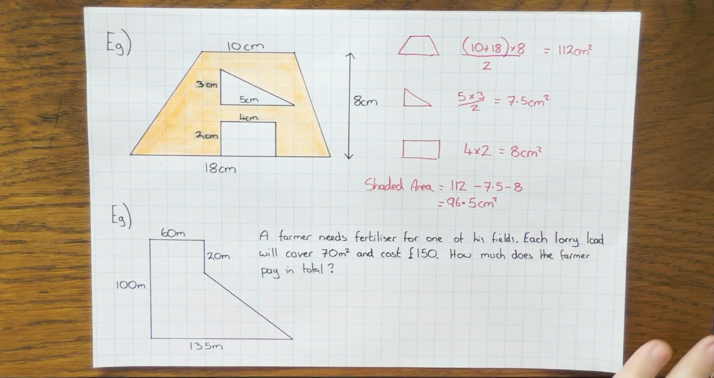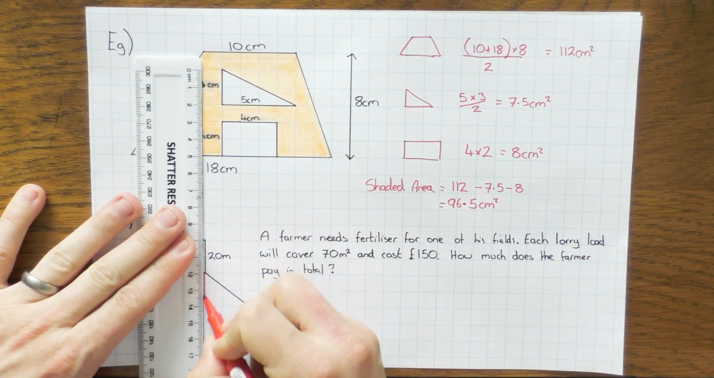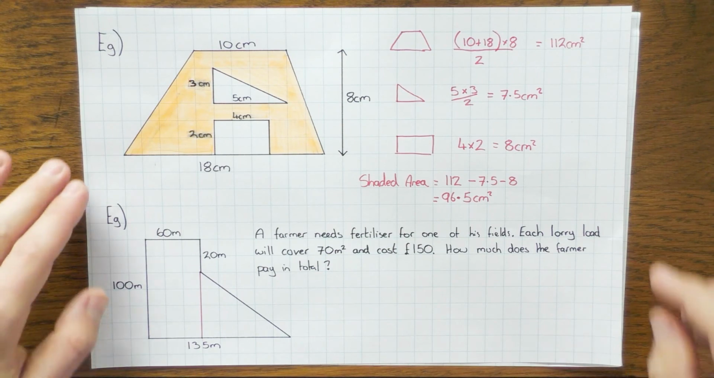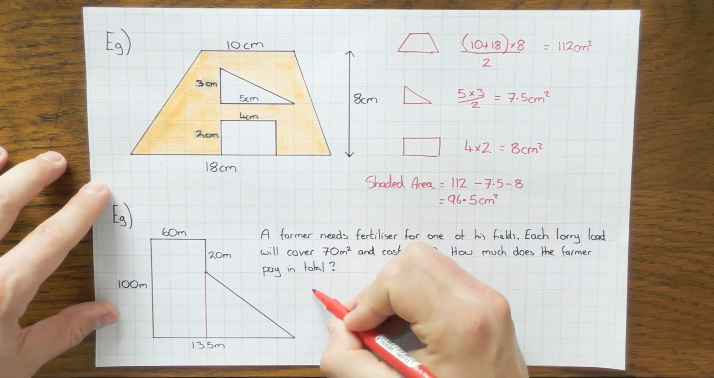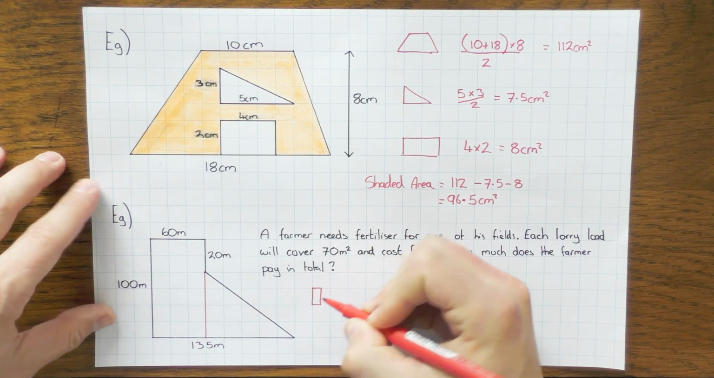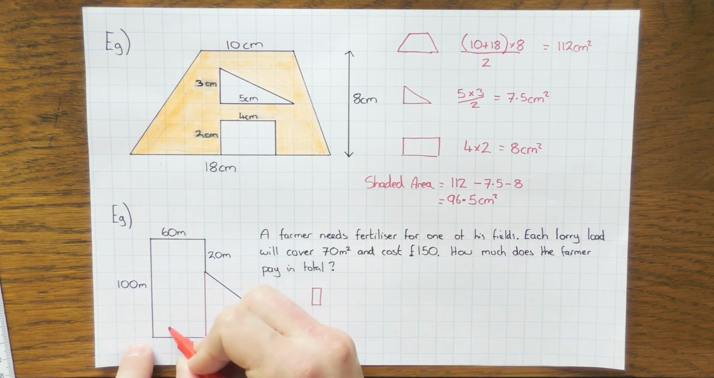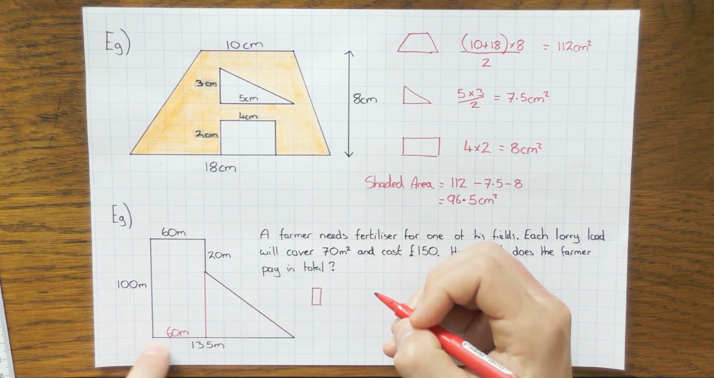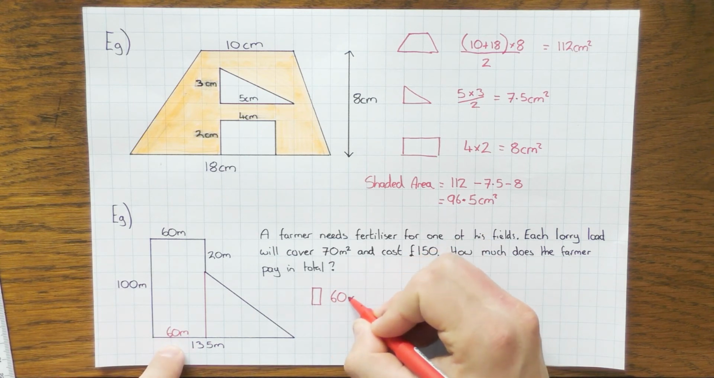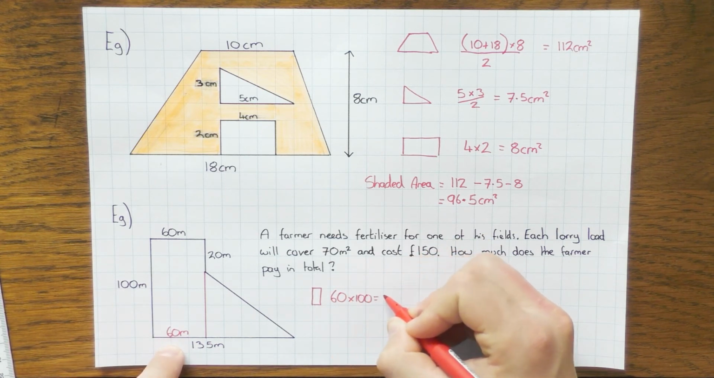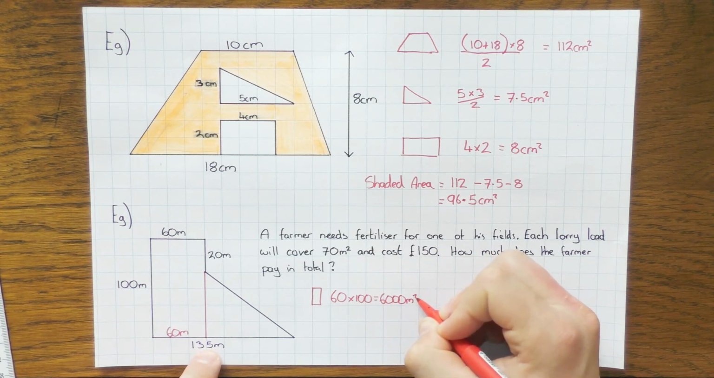So here's his field. Again, just like we did on the previous page, I'm just going to split this shape up into two shapes that I know how to work out the area. So I've got my rectangle and my triangle. So my rectangle, base times height. So if that top bit there is 60, this will also be 60. So it's just going to be 60 times 100, base times height. So 60 times by 100 is going to give me 6,000, and this time the units are metres squared.